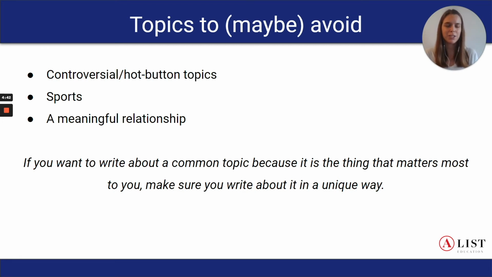Finally, a meaningful relationship. This could be a relationship with a mentor, with a grandparent, with someone who you respect. Maybe it's not someone you know, but someone you look up to. This essay can be tricky to write because often students will talk a lot about the person they admire and not so much about themselves. At the end of the day, the college admissions counselors want to learn about who you are as a student and what you're going to contribute to their campus. And so if you spend the entire essay talking about someone else, they won't learn enough about you.